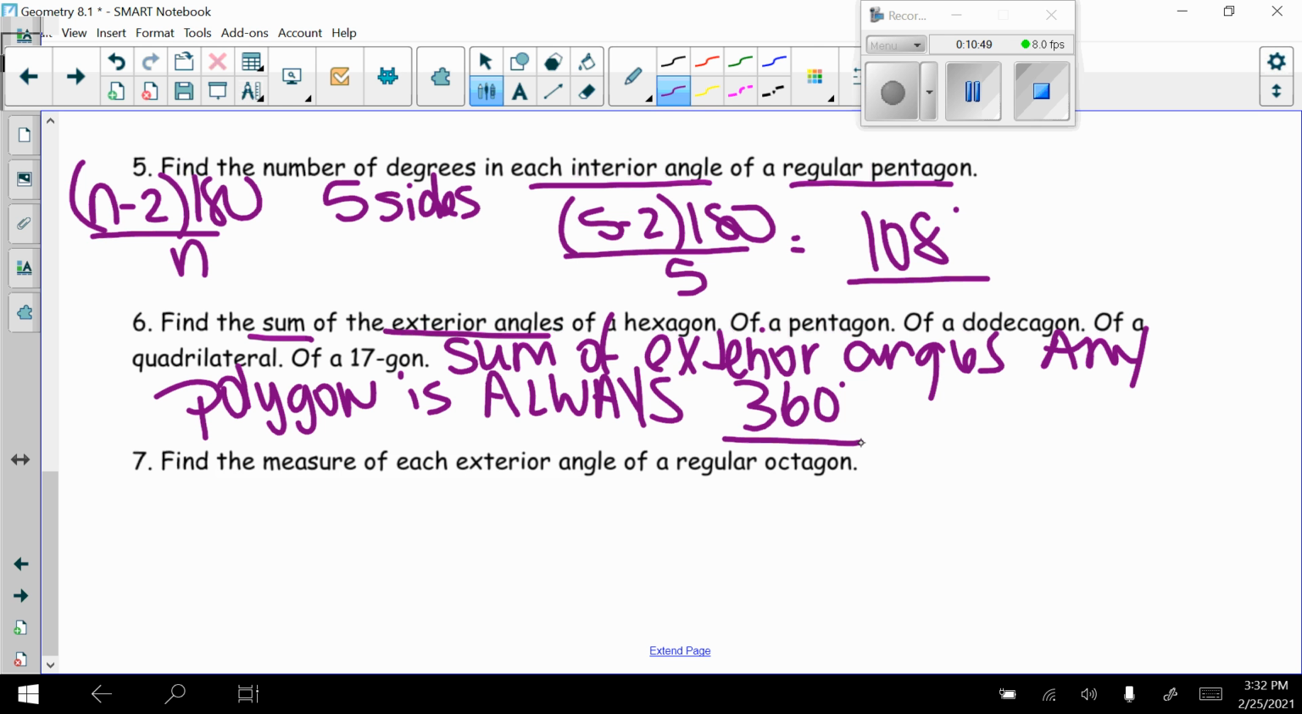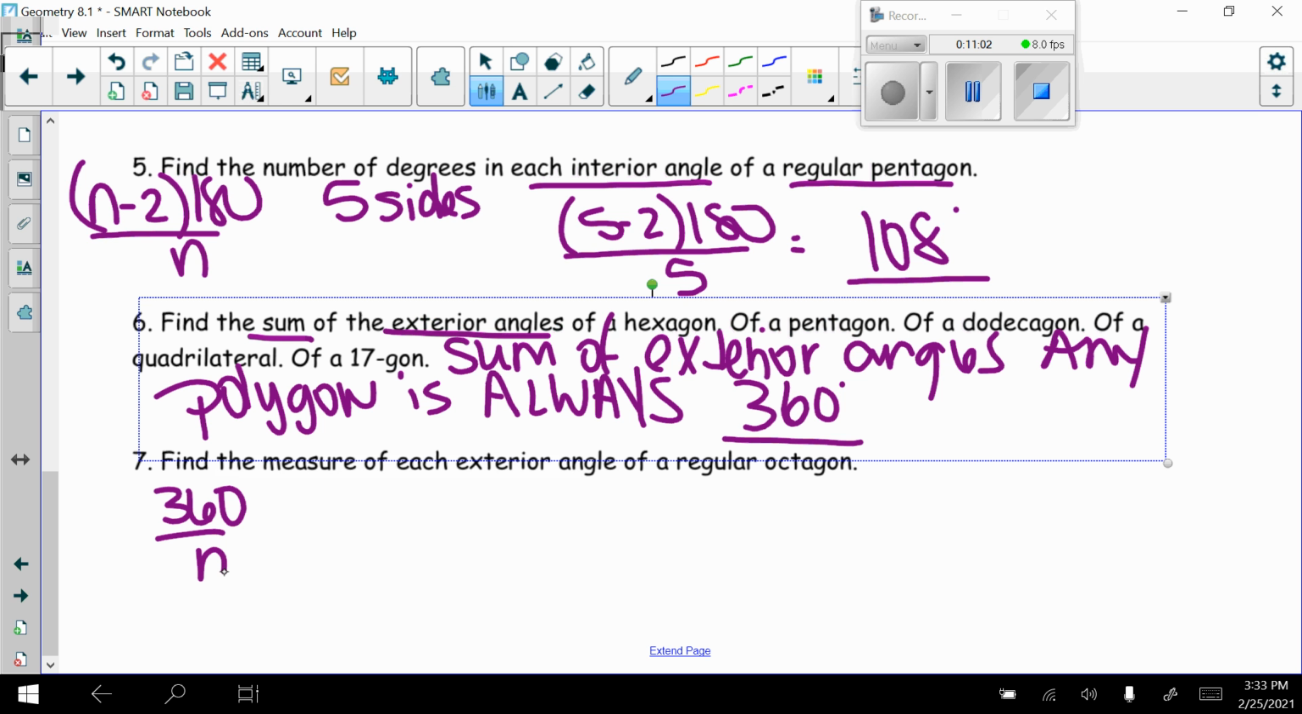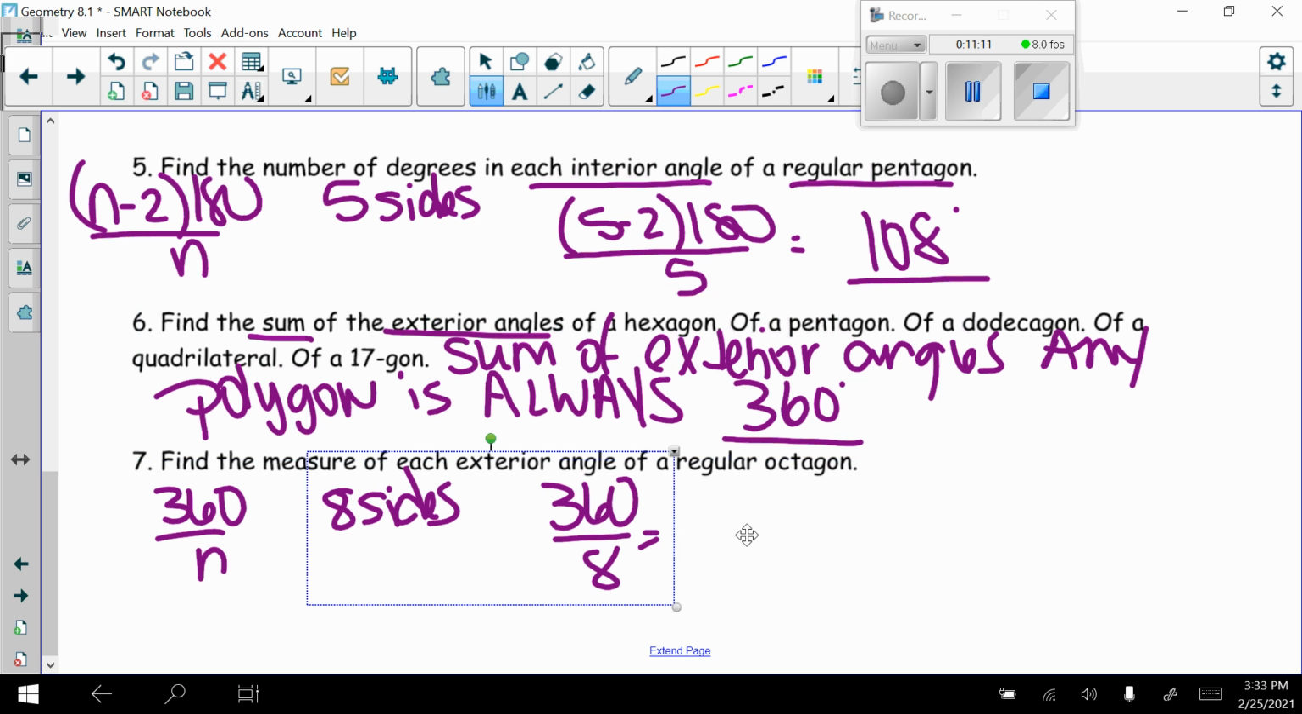So now number 7, it says find the measure of each exterior angle of a regular octagon. At the top of this page, we had that formula that said the exterior angle of a regular polygon was 360 divided by n, where n is the number of sides. An octagon has 8 sides. So on this, all I have to do is 360 divided by 8, and I get 45 degrees.